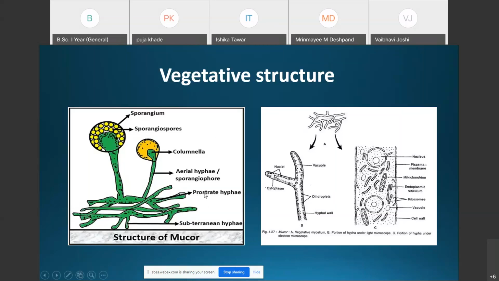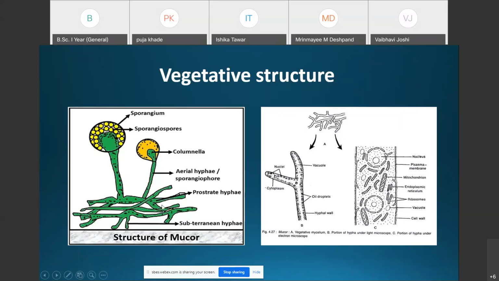Then the prostrate hyphae. Here you can see the function of the prostrate hyphae, that is, it serves the function of absorption, the absorption of food material from the substratum on which the mycelium of the mucor is growing.